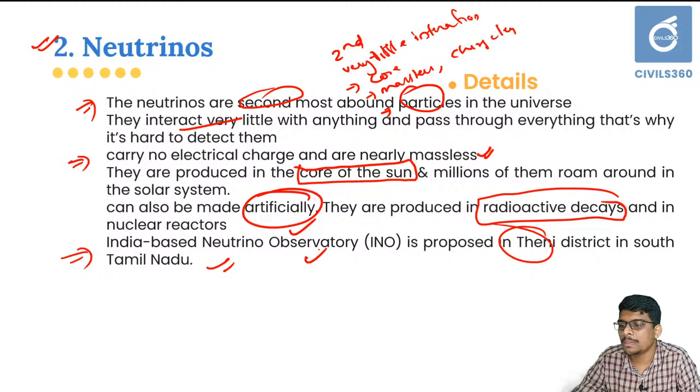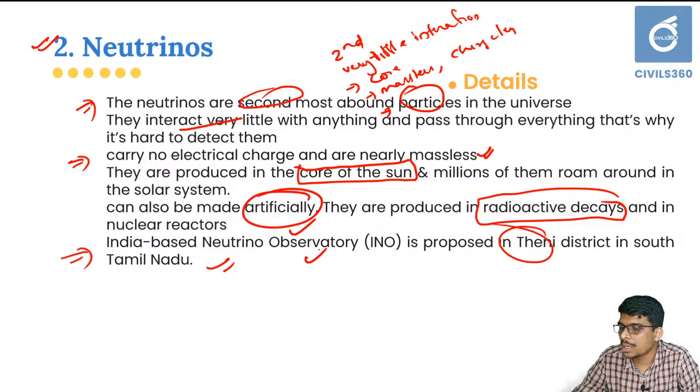Okay, these are the basic facts regarding neutrinos, and there can be an application-level question similar to these features or related to these features. Why are all the neutrino observatories located within the earth or in more extreme climates or conditions? There can be a question.